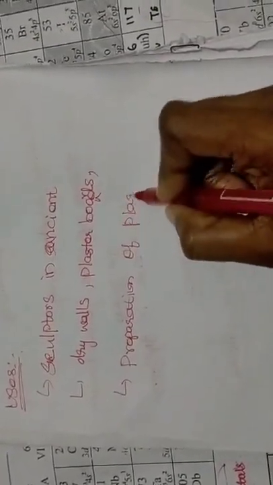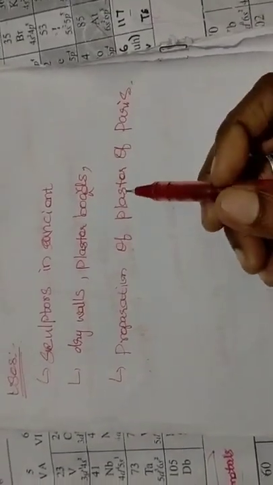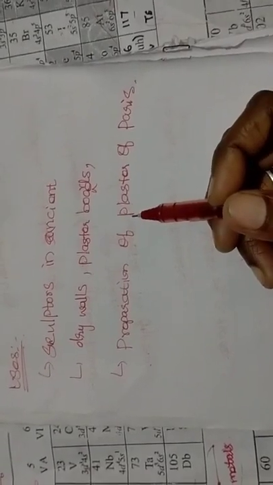Gypsum is mainly used, or the important use of gypsum is, to produce plaster of Paris. To convert gypsum into plaster of Paris, gypsum is heated to about 300 degrees Fahrenheit. This process produces plaster of Paris, and that product is known as gypsum plaster. So mainly gypsum plaster is used as a sculpting material for sculptures.